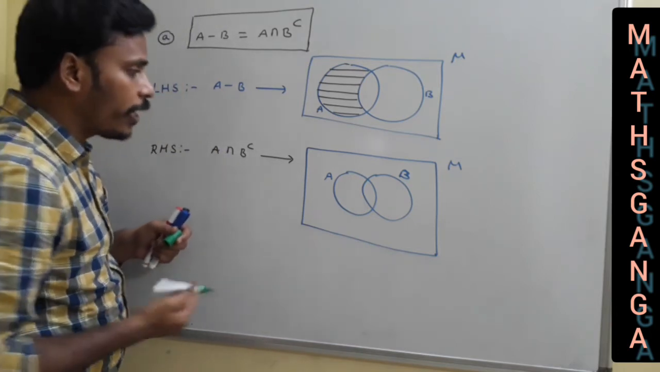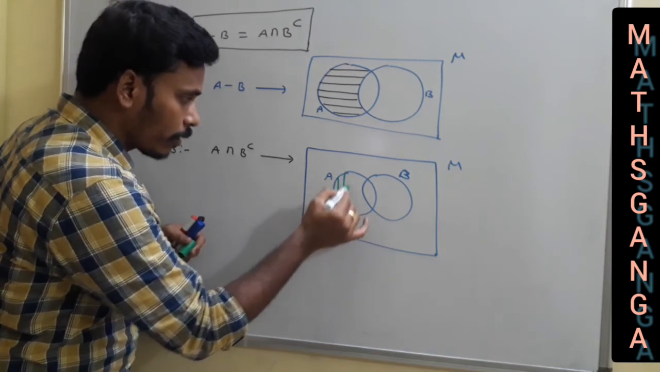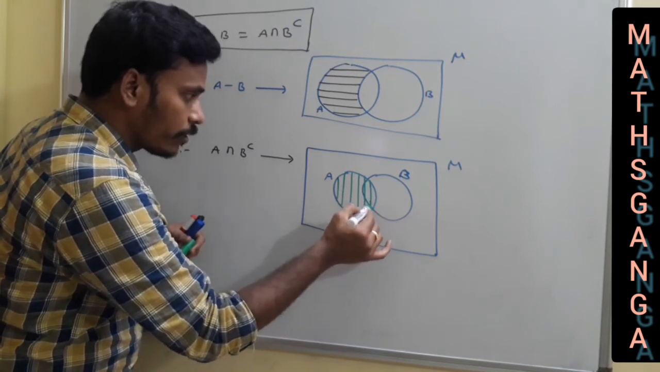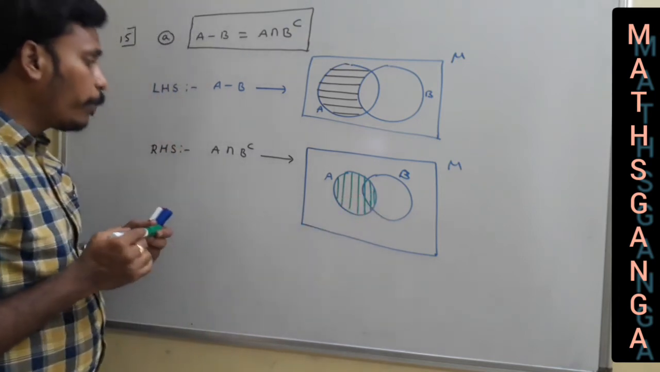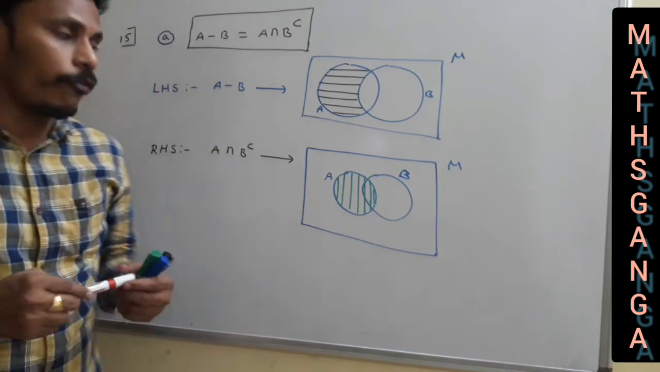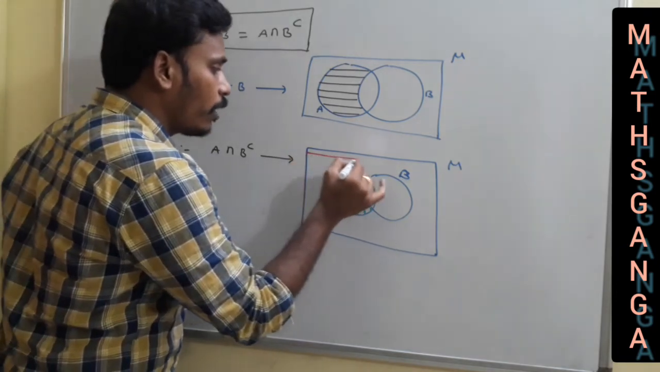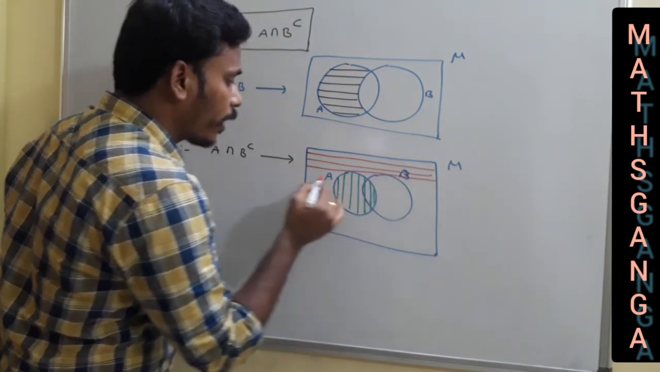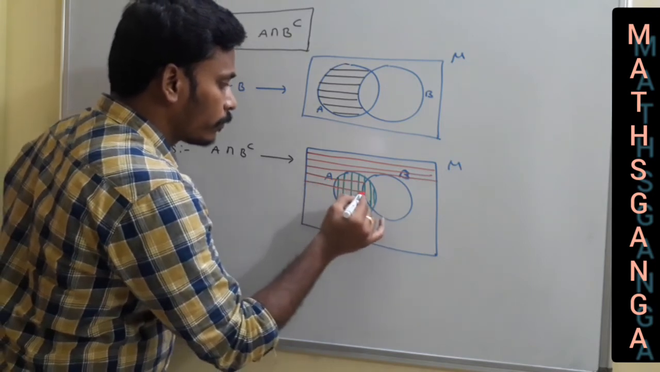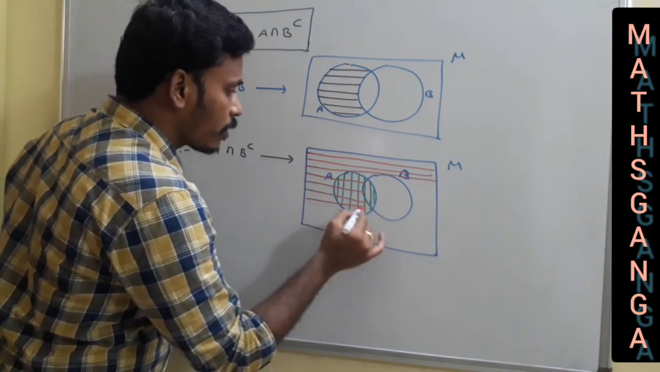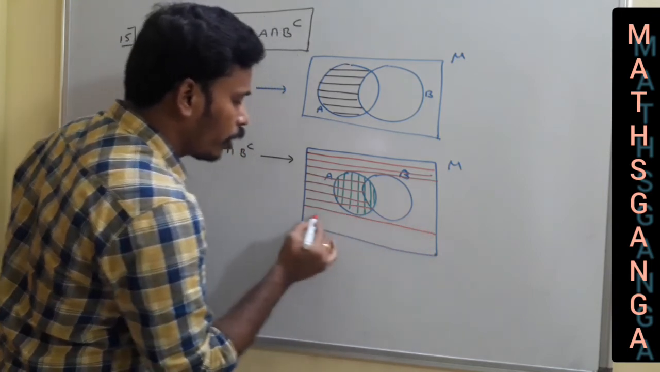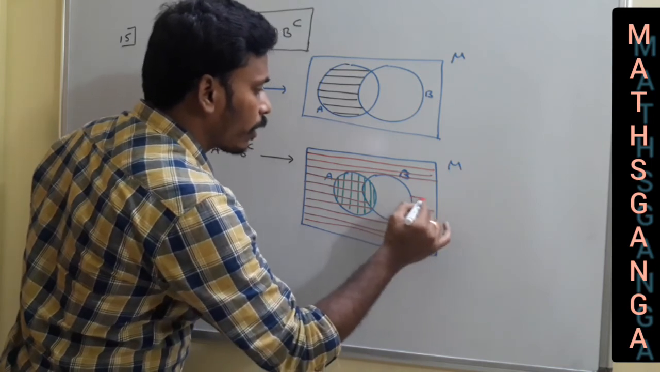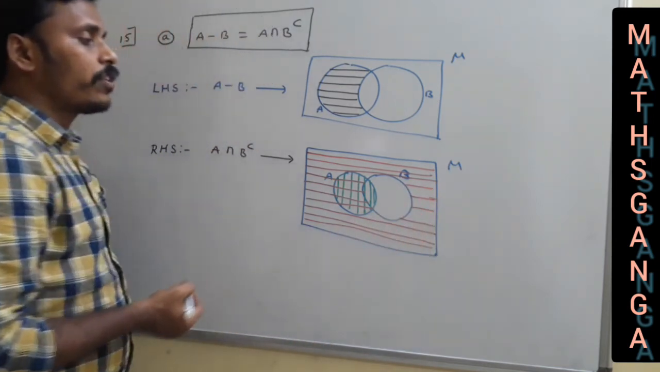First of all, shade A with the vertical lines; the complete A I need to shade. And then B complement, which means outside of B. Now shade outside of B with the horizontal lines. Don't enter into B, but you are allowed to enter into A. Since I am shading the region B complement, outside of B, I don't have a chance to enter into B, but I am allowed to enter into A, and this is B complement.